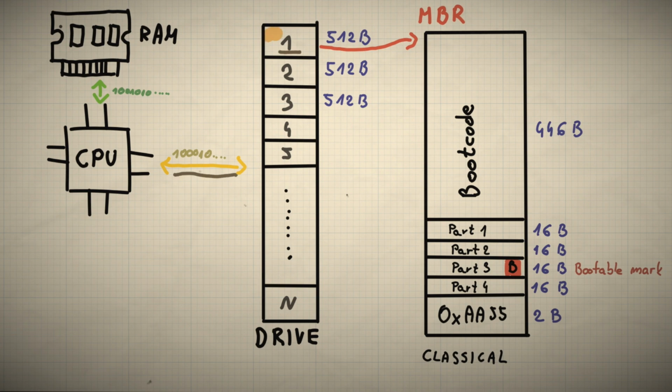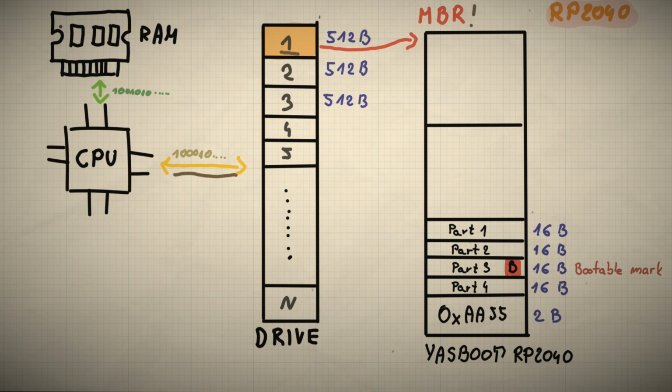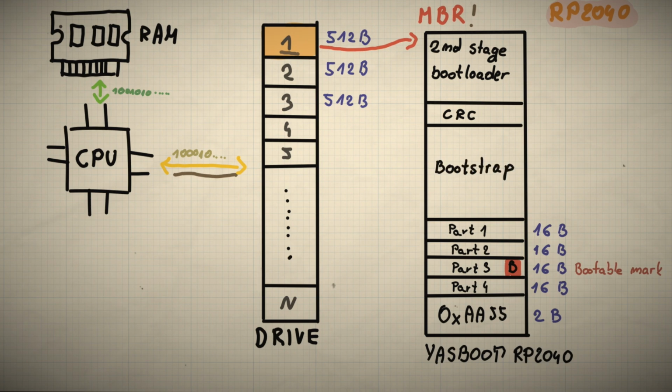Let's modify the diagram to fit into the RP2040 booting process. The difference lies in the boot code, as RP2040 does not follow the MBR scheme. However, MBR can still be used by splitting the boot code into sections for the RP2040 second stage bootloader and bootstrap code. RP2040 itself does not use the partition table, but the ASBoot will do it instead.